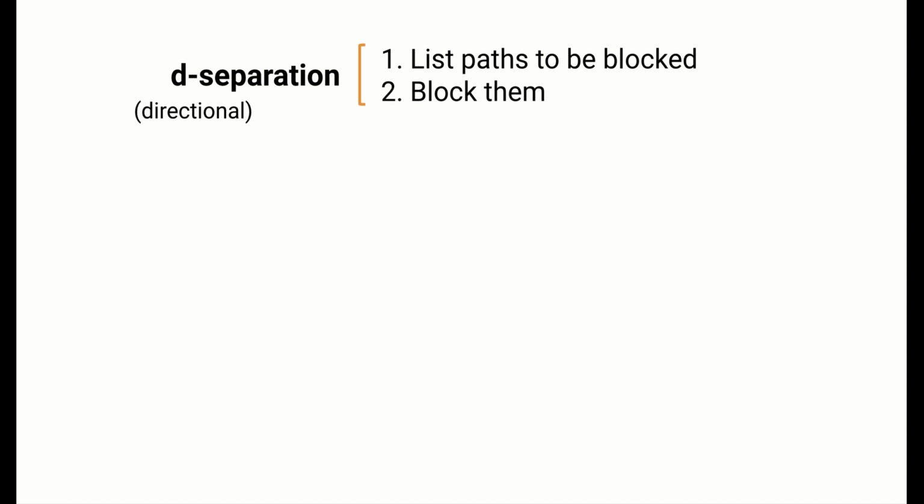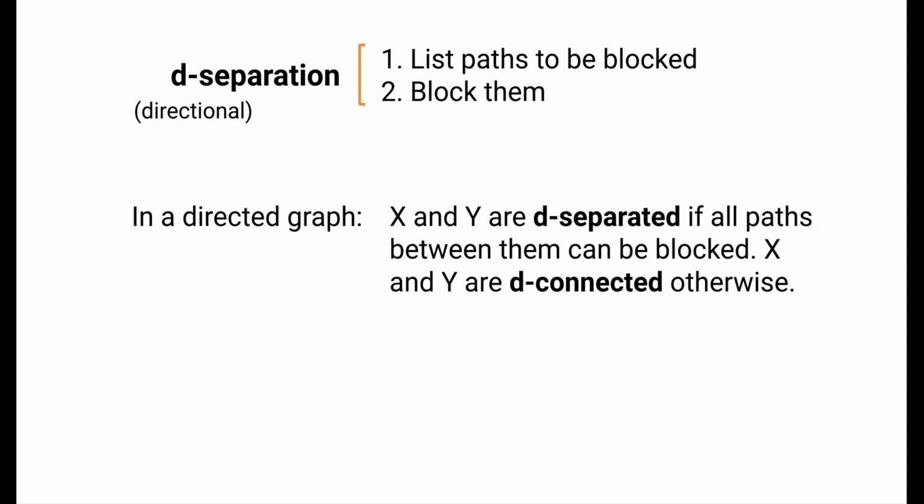The process of listing paths to block and checking blocking criteria is called D-separation, where the D stands for directional. In a general directed graph, and not necessarily a causal graph, two nodes X and Y are said to be D-separated if all paths between them can be blocked. If not all paths can be blocked, then X and Y are said to be D-connected.